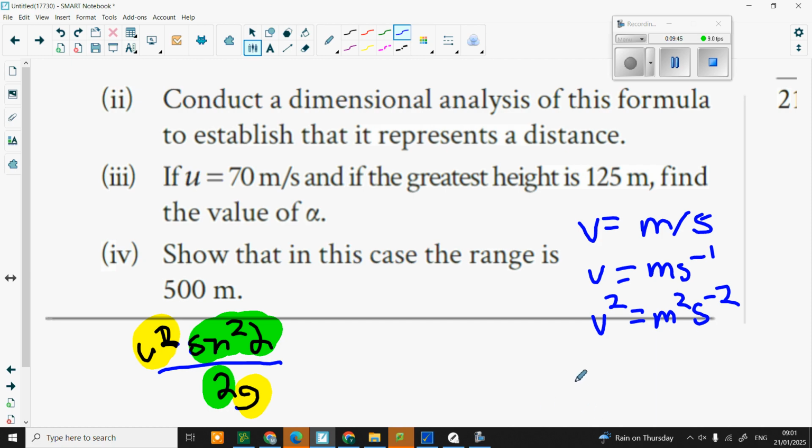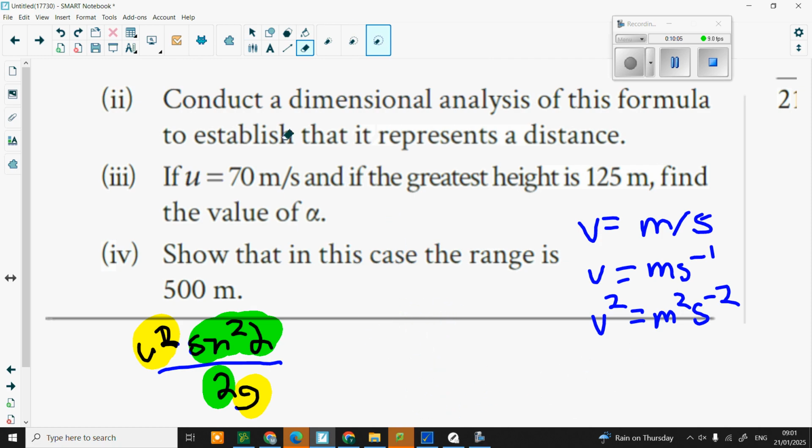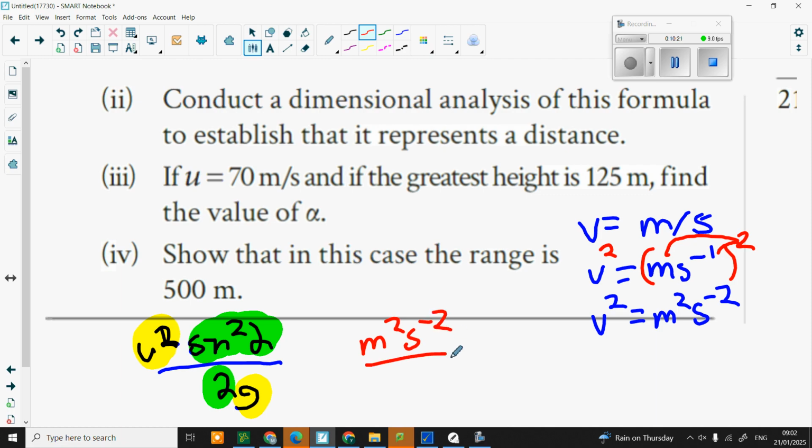Now, I'll show you a rule for this, all right? So, imagine 3x to be cubed, yeah? The 3 works on the 3 and the x. So it's technically 3 cubed x cubed, which is 27x cubed. So I'm doing the same thing here. The square is working on both of them. So when I square both sides, the square is working on the m and it's working on the s minus 1. And that's what I'm getting, s minus 2. Y'all on board with that? Okay. So I have m squared s minus 2.